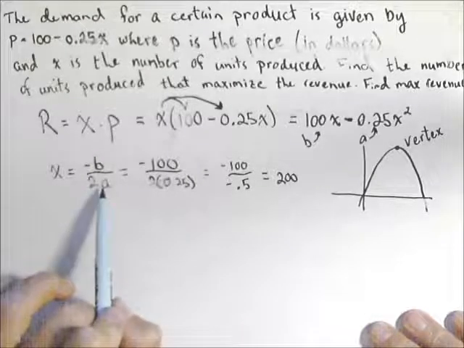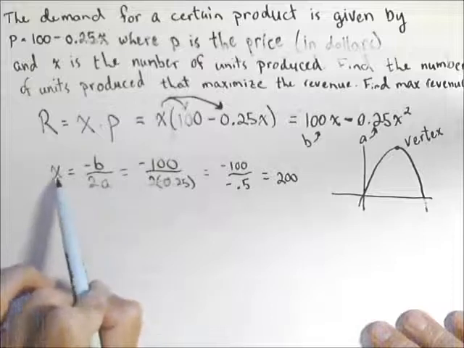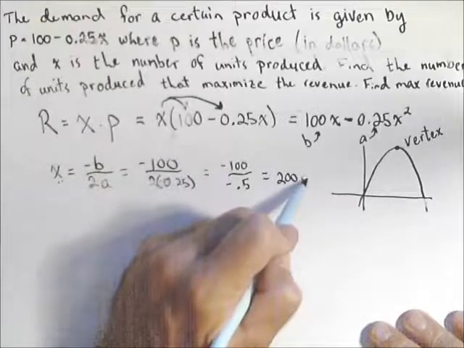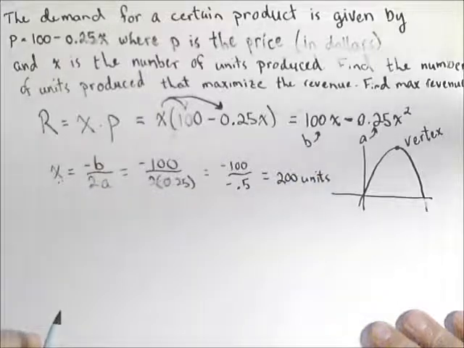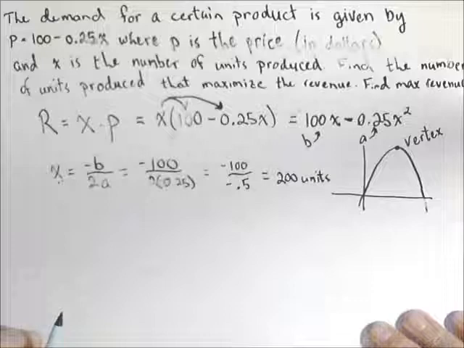Now something to think about is, what is that 200? Well, this formula gives you the input of the vertex, or the x, so that's 200 units. So that's how many units they should be producing and selling in order to maximize their revenue.